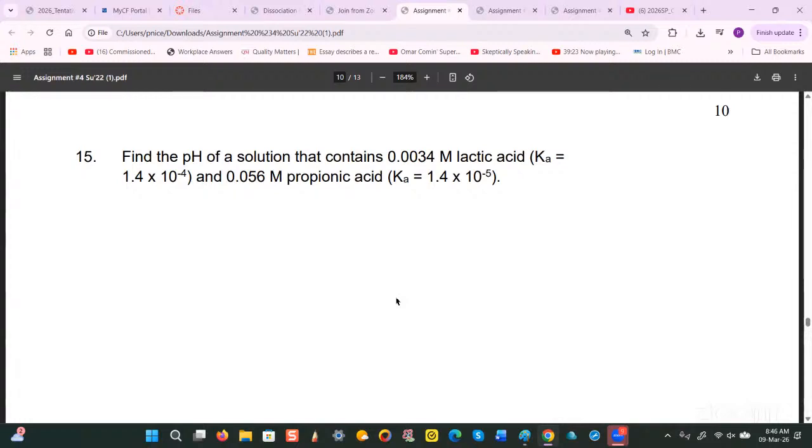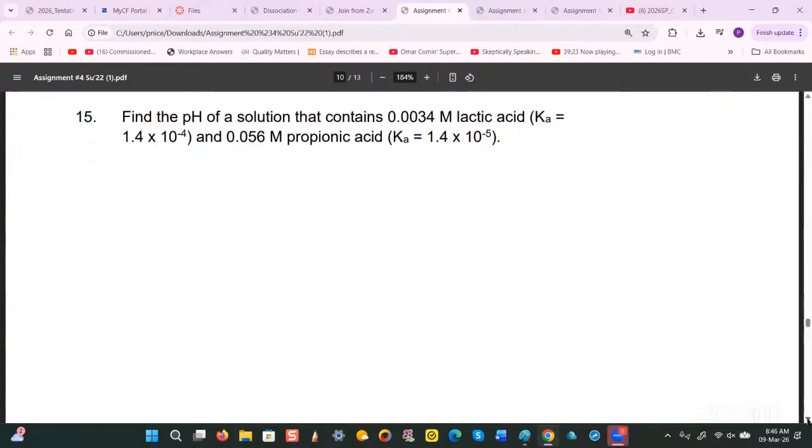You see what I'm saying? So you work them out separately, right? To get the concentration of H plus from each of those acids, add them together, and then you find the minus log of that total to get the pH of that solution. And that's pretty much how you approach question 15. Again, if you have any problems while doing it, please let me know.